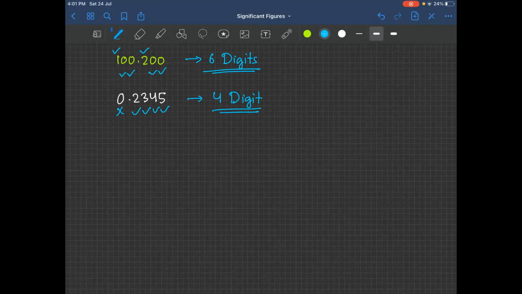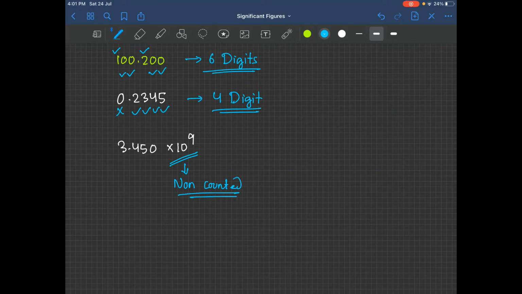Now another case, let's say we have a number like 3.450 times 10 to the power 9. Remember, this is another extra rule: the 10 to the power part is not counted. This part we do not count.